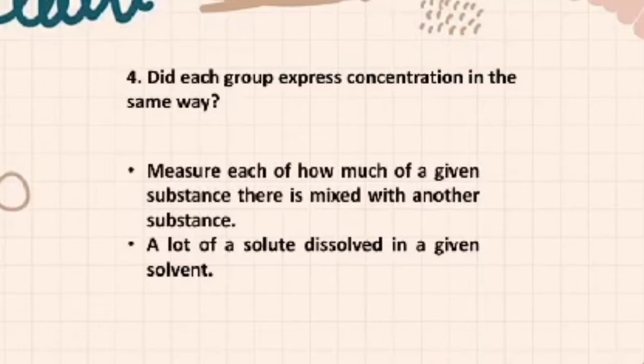Number 4. Did each group express concentration in the same way? Each group somehow expresses concentration in the same way in which they measure how much of a given substance there is mixed with another substance. Usually, this means there is a lot of a solute dissolved in a given solvent. A concentrated solution contains the maximum amount of solute that can be dissolved. A dilute solution means the quantity of solute is relatively very small. On the other hand, a concentrated solution implies that the solution has a large amount of solute.